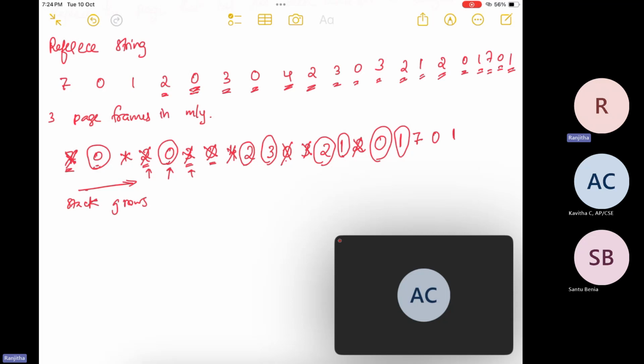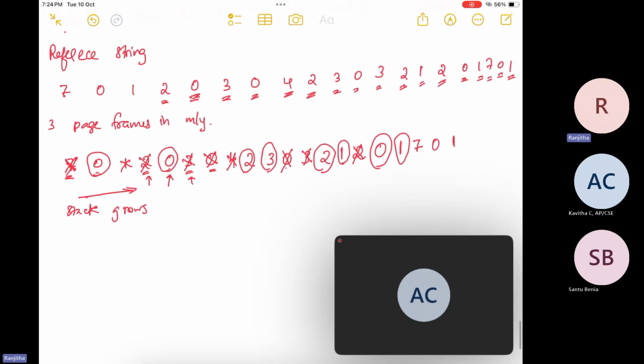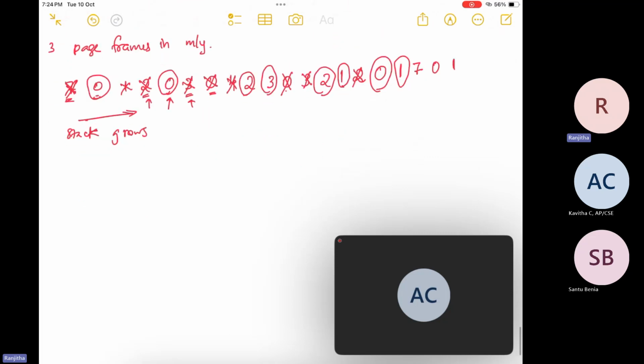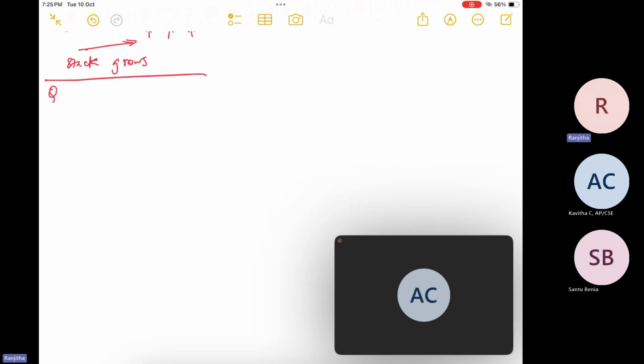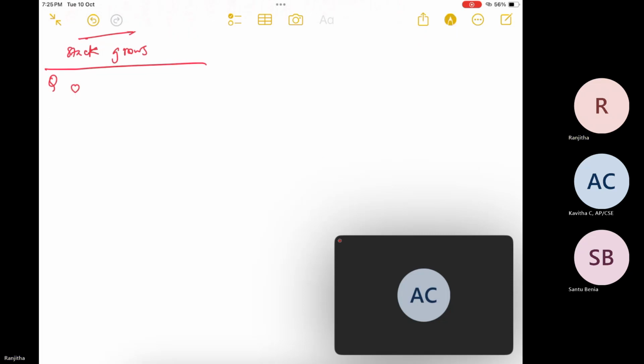So this is the example of LRU page replacement. Maybe we can see a couple more examples of LRU page replacement algorithms. Let's take the initial string itself, which we did before. The page reference string.